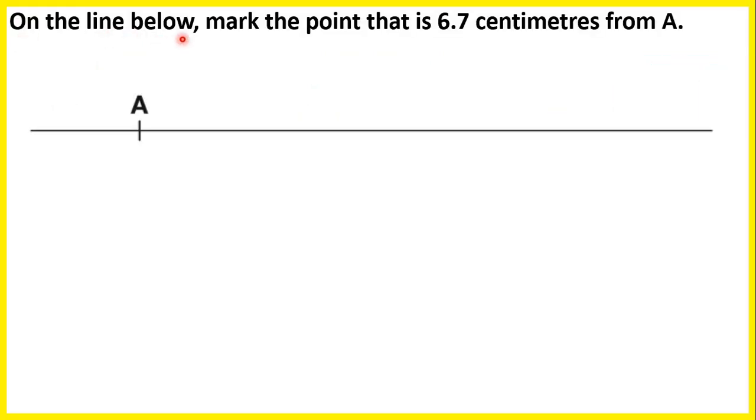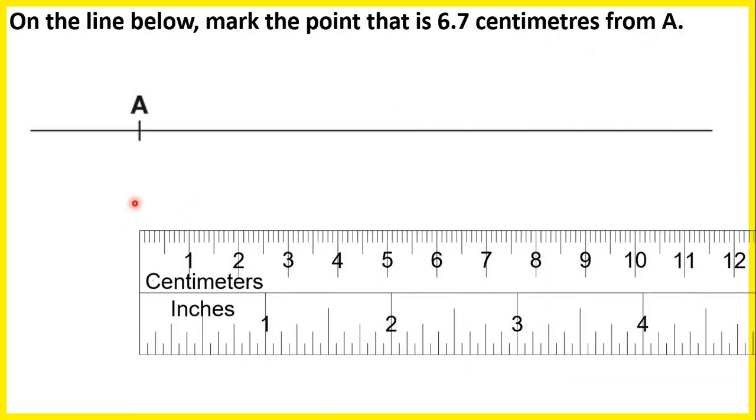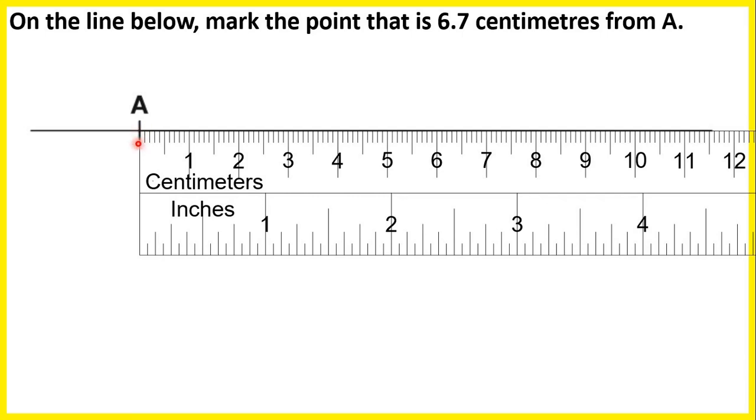On the line below, mark the point that is 6.7 centimeters from A. So we can take our ruler and make sure that we have 0 on the ruler lined up so that it's on point A. Then 6.7 centimeters is 6 centimeters and then another 7 millimeters. So we have 6 centimeters here, and then we can count 7 lines and so draw our arrow here. So that's 6.7 centimeters from A.